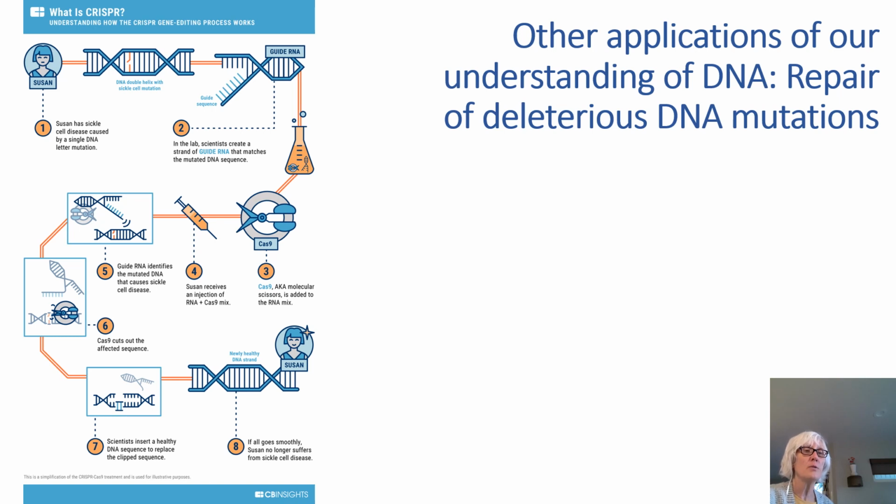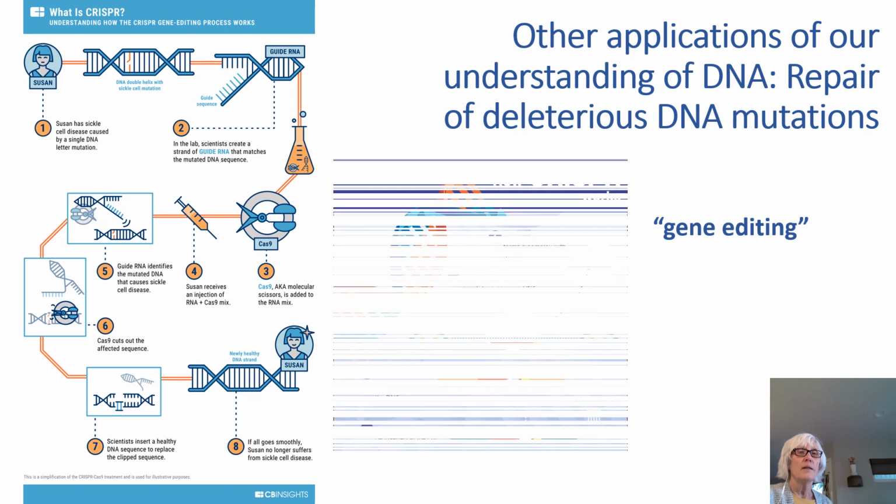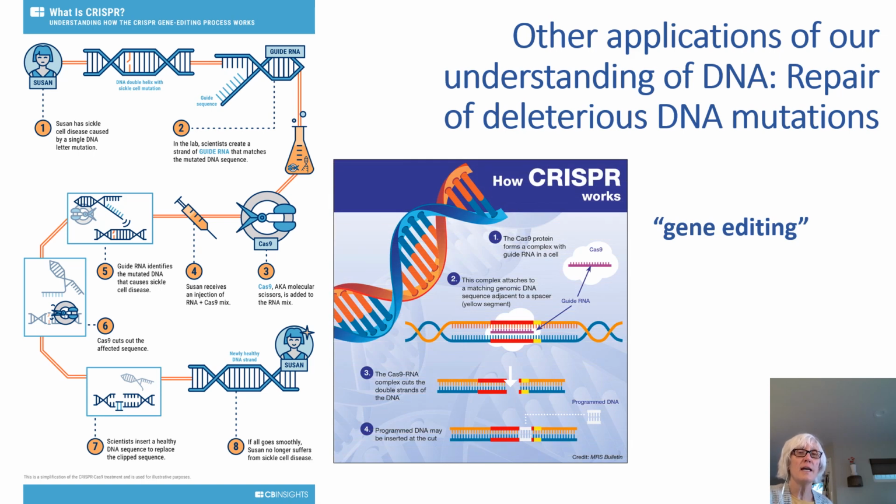Cas9 cuts out the mutated section of Susan's gene, and her normal cell machinery replaces that missing piece of DNA with normal DNA. In this way, Susan's mutated DNA is repaired using CRISPR technology. This is referred to as gene editing, and this is simply another image showing you how that CRISPR technology is used to edit DNA.